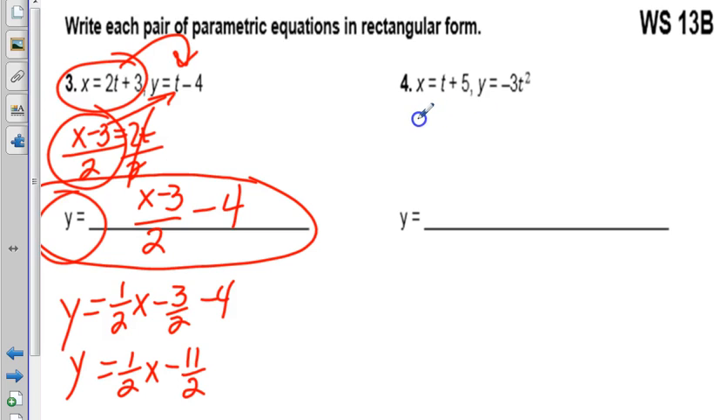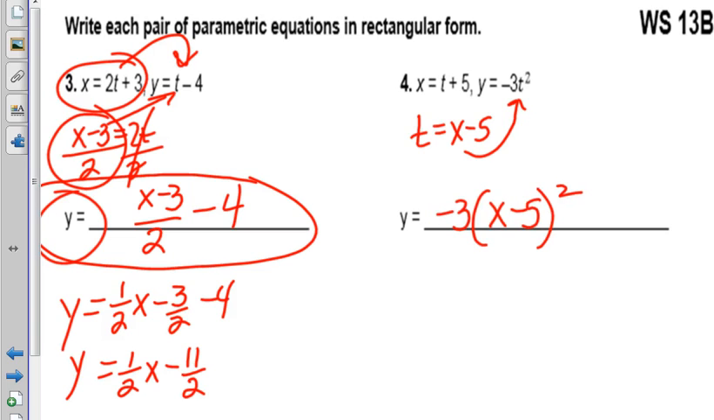All right, what about this one? What's t here? T equals x minus 5. If we plug that in here, we'll have negative 3 times x minus 5 quantity squared. Just leave it.